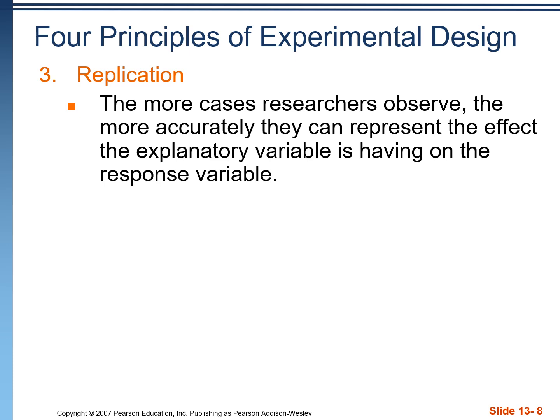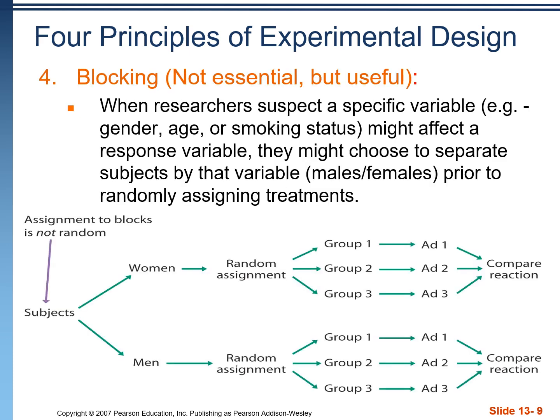Lastly, our 4th principle is blocking. This is not essential. It's not going to be used in every experiment, but we do want to use it where it's required. And it's required anytime we have a variable which we expect would have an effect on a response variable. For example, on the bottom here, we have what's called a design diagram.